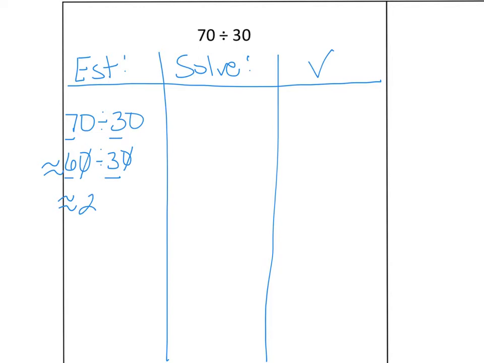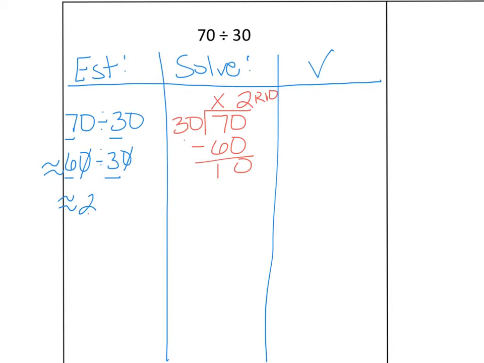So now, let's actually do the solving. So I'm going to put 70 in my dividend, 30 in the divisor. So 30 can't fit into 7, so we're going to make a placeholder, that X. So now we got to think how many 30s fit into 70. So I'm going to go with my estimate of 2. 2 times 30 is 60. Subtract 0, 1. All right, so it must be 2 remainder 10. So is 2 remainder 10 close to my estimate of 2? Absolutely.